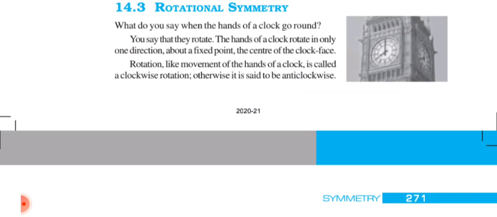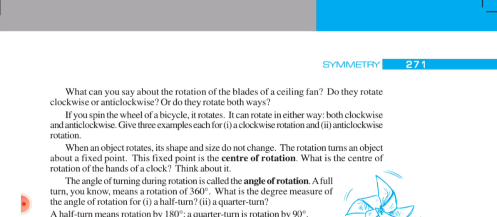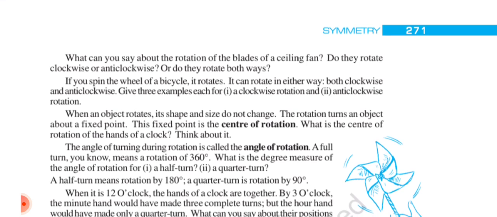Rotational symmetry. What do you say when the hands of a clock go round? You say that they rotate. The hands of a clock rotate in only one direction, about a fixed point, the center of the clock face. Rotation, like the movement of the hands of a clock, is called clockwise rotation and the other is said to be anti-clockwise. What can you say about the rotation of the blades of the ceiling fan? Do they rotate clockwise or anti-clockwise? Or do they rotate both ways? If you spin the wheel of a bicycle, it rotates. It can rotate in either way, both clockwise and anti-clockwise.